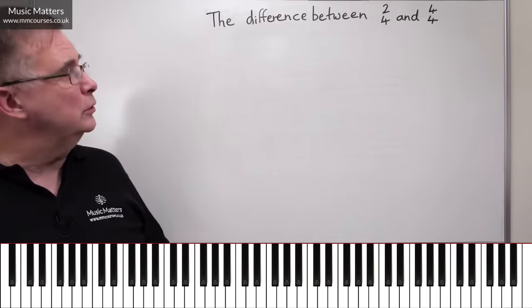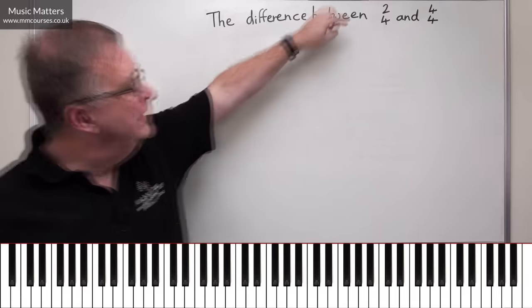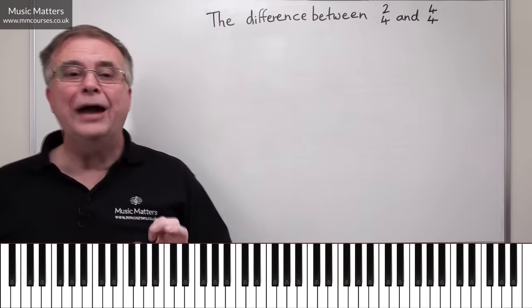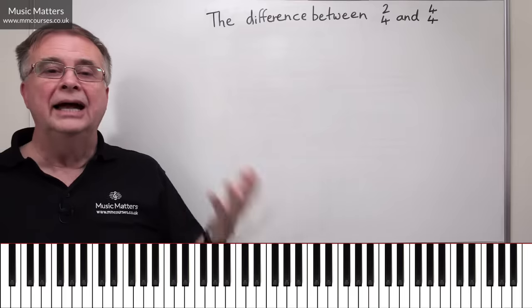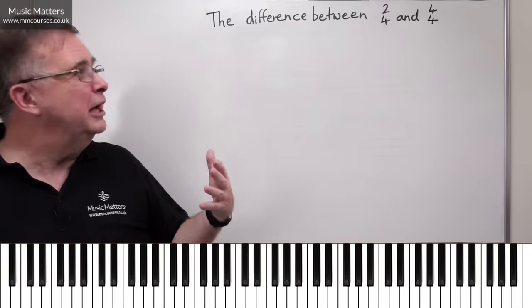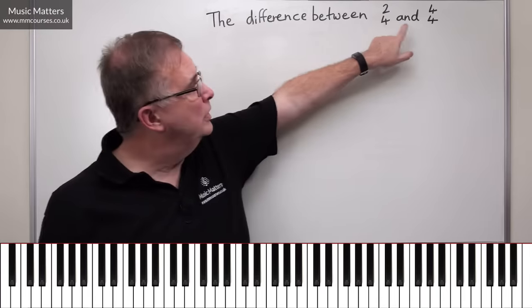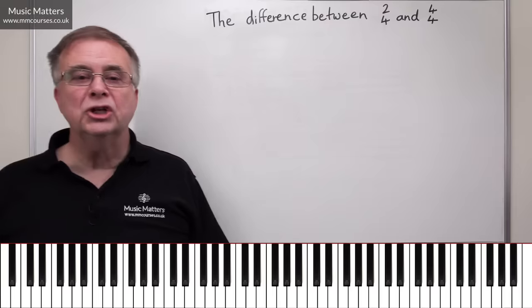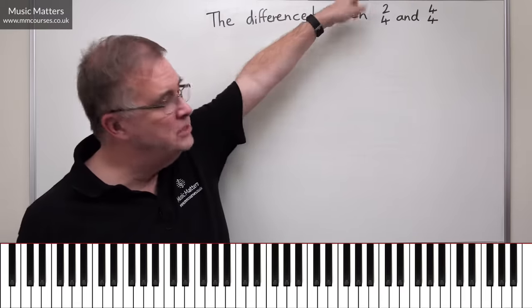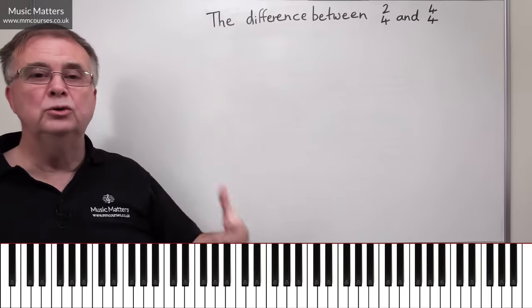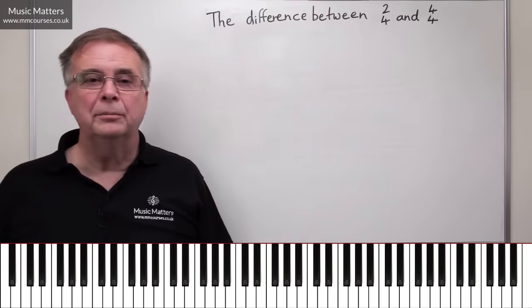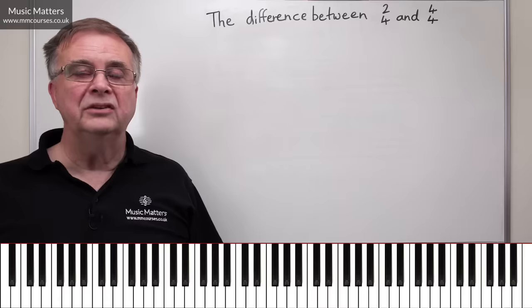As many people will know, the upper number in a time signature, in this case the 2, or in this case the 4, tells you how many beats there are in a bar, and the bottom number tells you what kind of beats they are. So, for now, if you're happy to accept that 4 at the bottom means that the beats are crotchets or quarter notes, if you've learned it in that system, then 2-4 means there are 2 crotchet beats in a bar, 2 quarter note beats in a bar. 4-4 means that there are 4 crotchet beats in a bar or 4 quarter note beats in a bar.